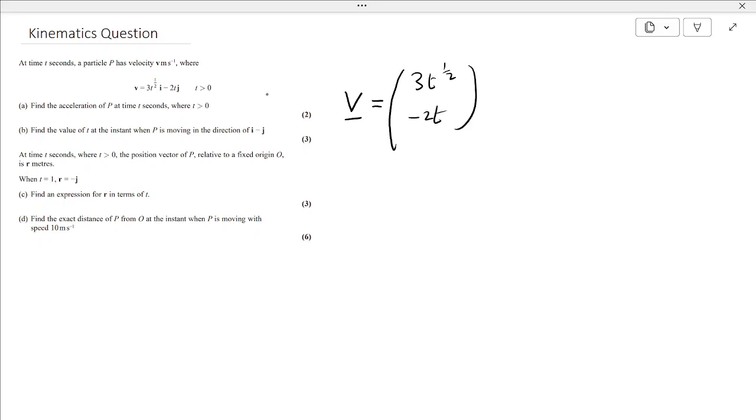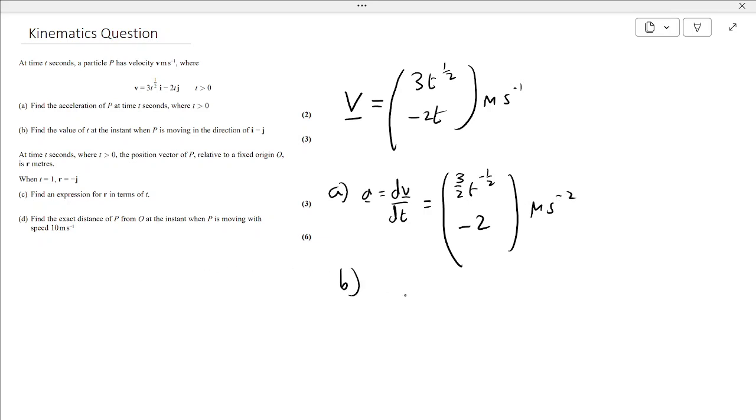Fantastic. Now what does it want? Part A, find the acceleration. Now we know the acceleration is just going to be the derivative of velocity with respect to time. And differentiating vectors is very easy because you just differentiate the i component and the j component separately. So 3t to the half differentiated is going to be 3 over 2 t to the minus half. And minus 2t differentiated would be minus 2. There we go. Let's put the units on these as well. Velocity means per second, acceleration means per second squared.